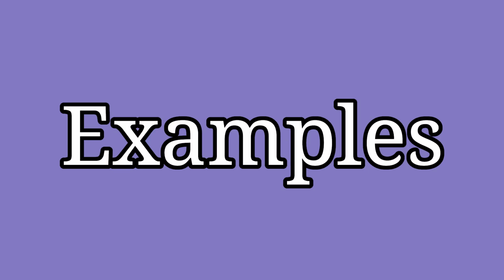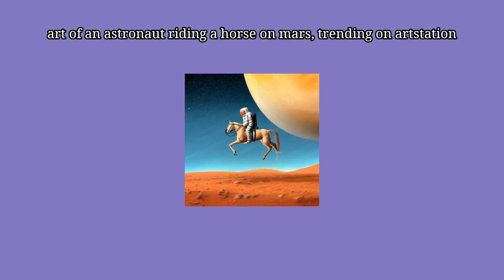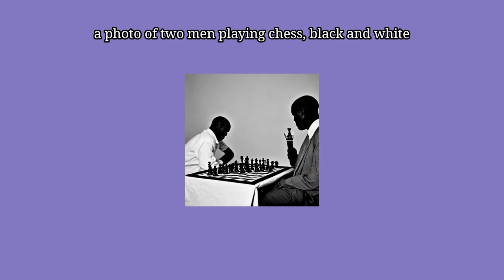Okay, let's see some examples. First, raw prompts for text-to-img. Art of an astronaut riding a horse on Mars, trending on ArtStation. I really am not a master of prompts or something like this. A photo of two men playing chess, black and white. Who is winning?